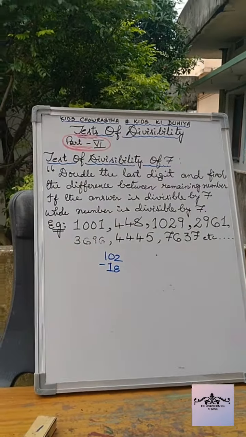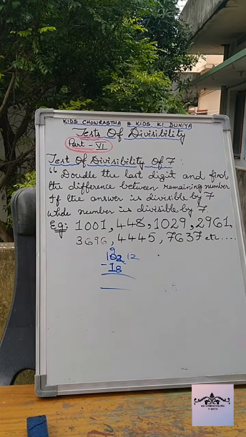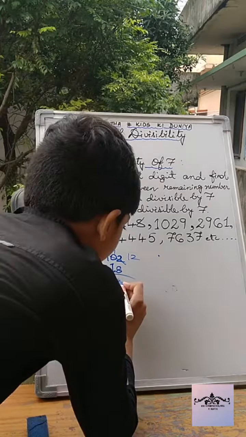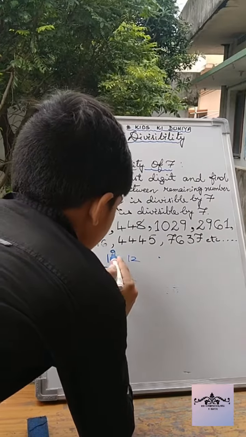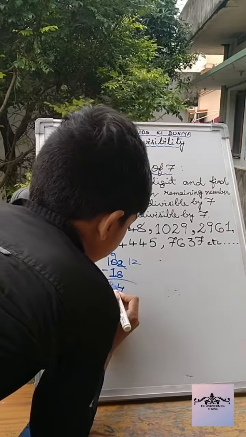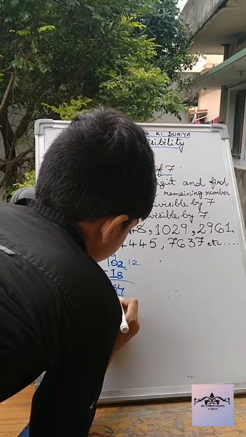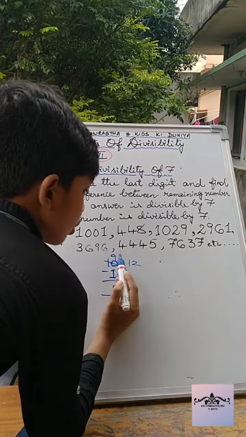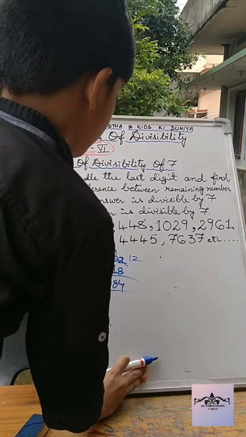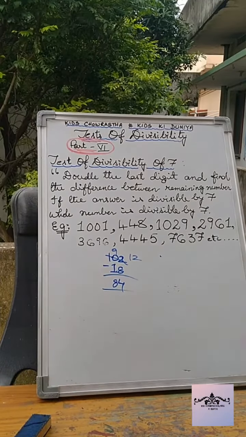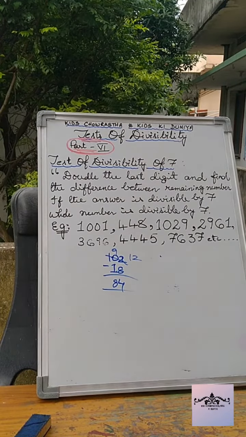So here our answer we are doing. We are borrowing and taking 12. So 12 minus 8, we are getting 4. 9 minus 1, 8. We took 9, right? So we are borrowing this. So our answer over here is 84. So now we subtracted 102 minus 18 and got 84.